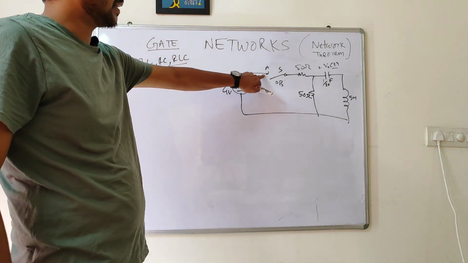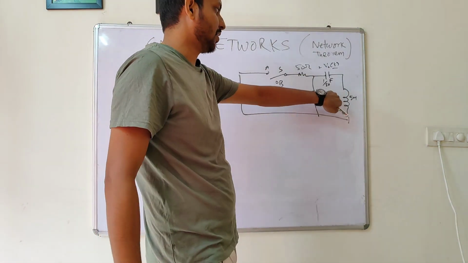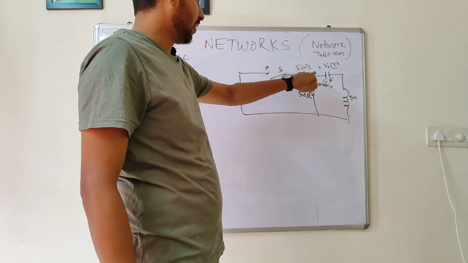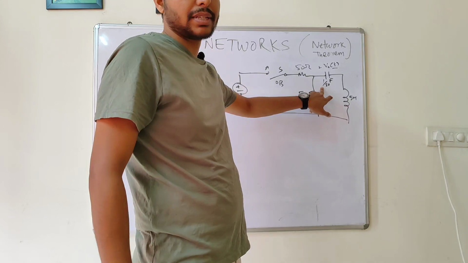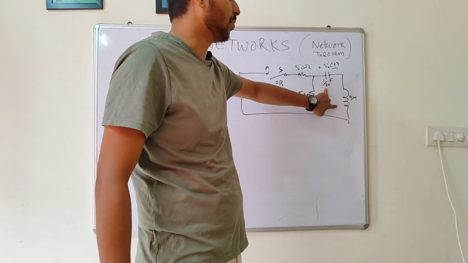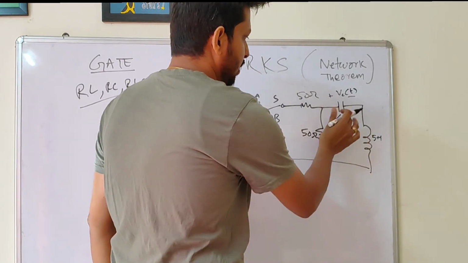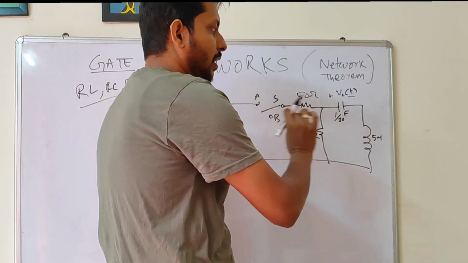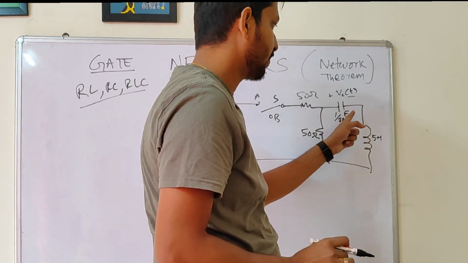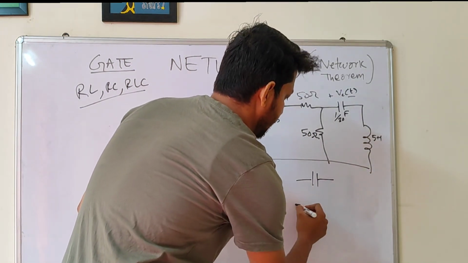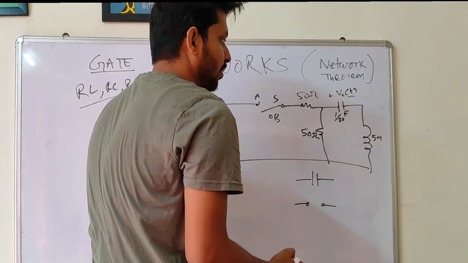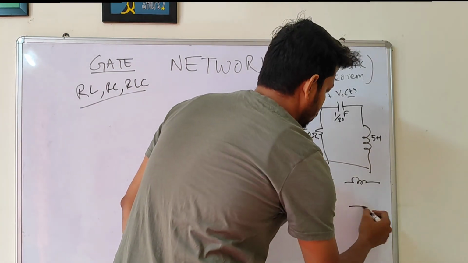When this is connected at A for a long time, that means this circuit has reached a steady state. So what happens to the capacitor and what happens to the inductor at steady state? This we need to know. At steady state, there is no current passing through the capacitor, so the capacitor becomes an open circuit, and the inductor behaves as a short circuit.